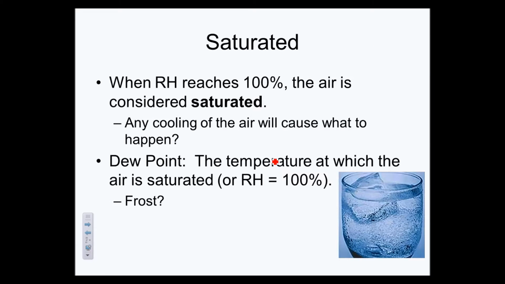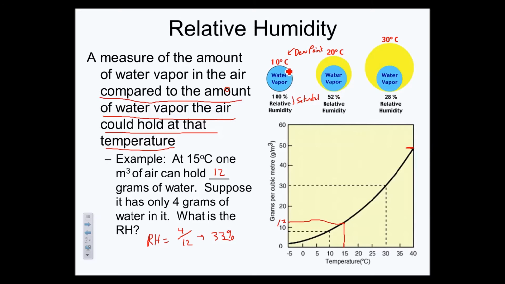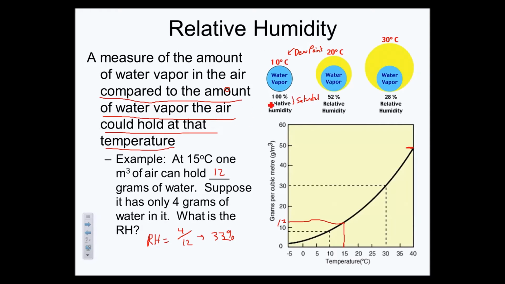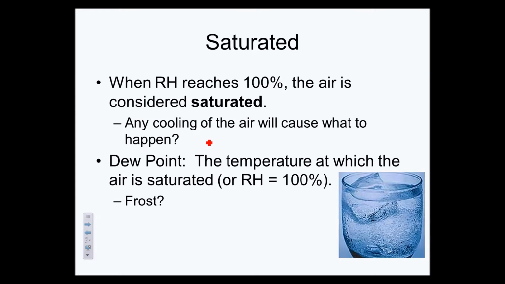I talked about saturated on the last slide. Here's kind of it written down. When the relative humidity reaches 100%, the air is saturated. Okay? It is completely filled with water, like we saw in this picture. It cannot hold any more water. So any cooling of the air will cause what to happen? So again, if I cool this air, it's going to squeeze the water out. So condensation will happen.